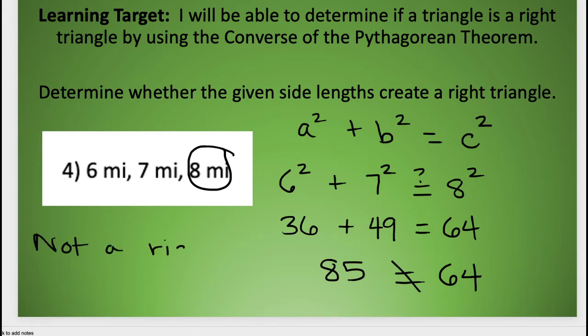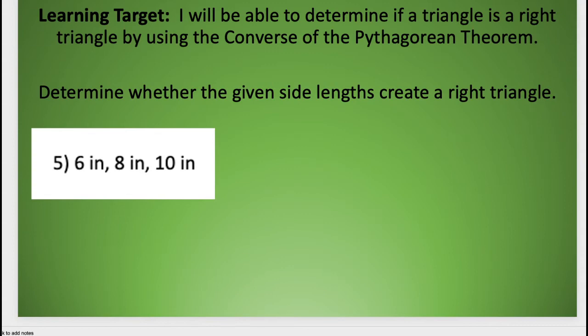Using the converse of the Pythagorean theorem, we were able to determine that these three side lengths will not form a right triangle. We didn't have a picture to go with this one, but we were still able to figure it out using the side lengths. Let's try example 5.